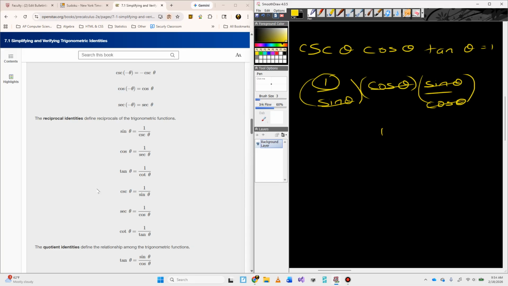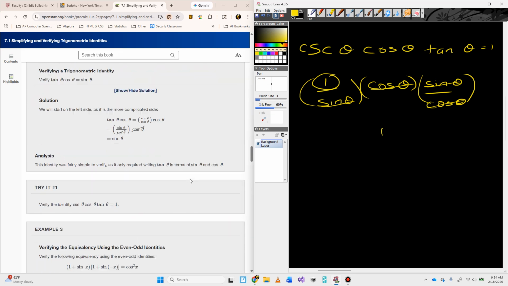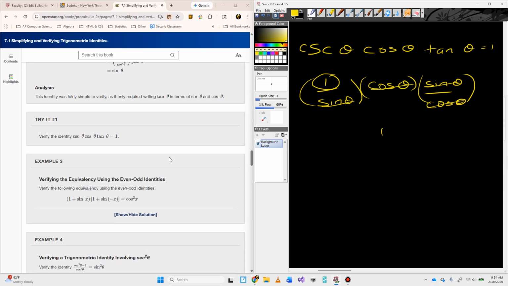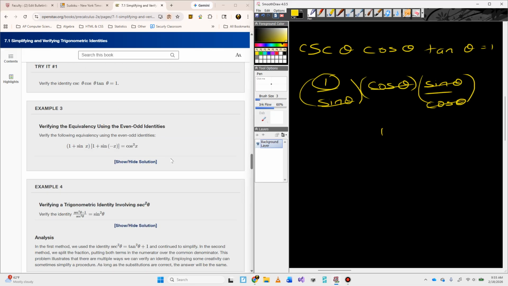I'm using these identities that you see here on the left, and I'm rewriting cosecant theta using these identities in an attempt to see if I can prove that certain identities, in fact, if I multiply them together, are going to equal some sort of property. The next example that we can look at down here is verifying the equivalency of using these even-odd identities.